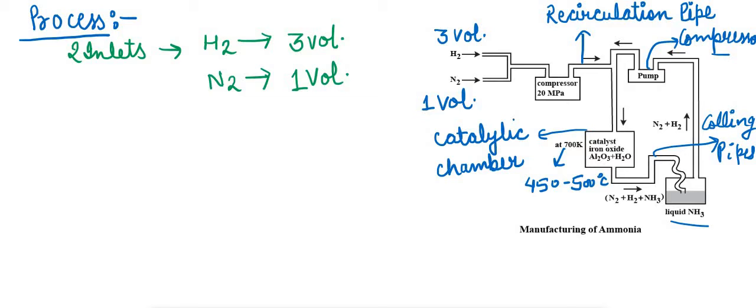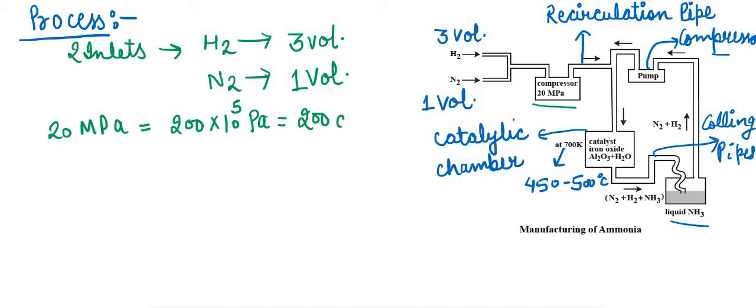So we are taking them as 3 volume and 1 volume respectively, and they are taken at a very high temperature. In that compressor part, it is written that it is 20 megapascal pressure. It means that it is equal to 200 into 10 raised to power 5 Pascal pressure. Pascal is also the unit of pressure, and it is almost equal to 200 atmospheric pressure. So we know that here we require a pressure of 200 atmospheric.